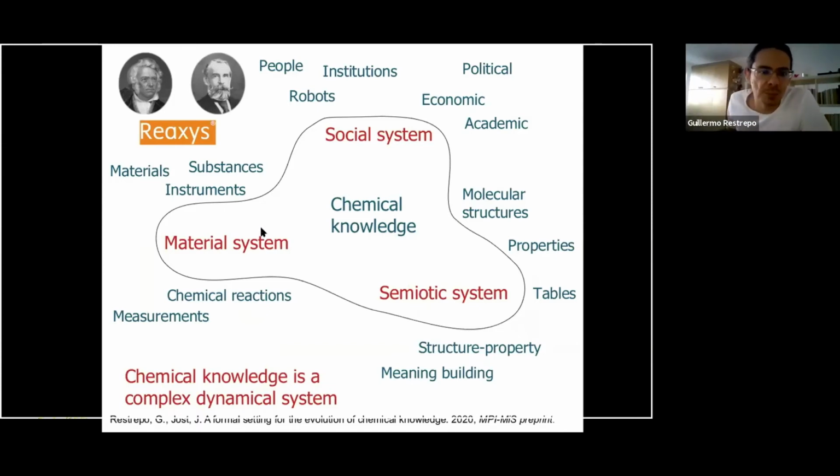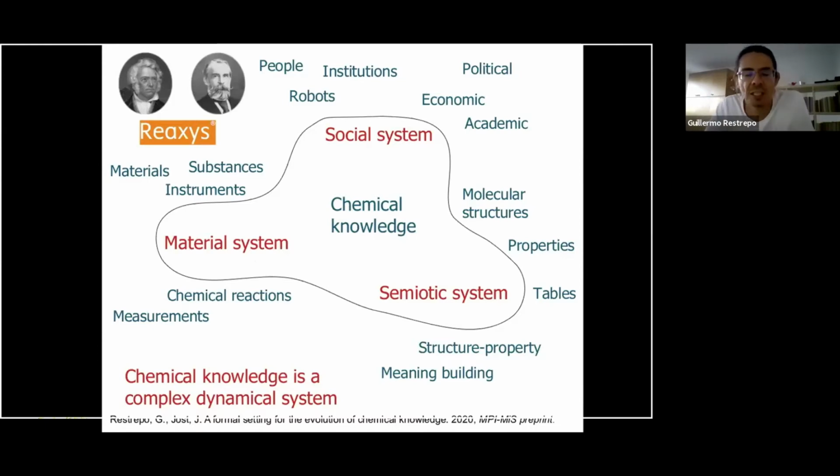Here we have, for example, some instances of the material systems, where we have materials, substances, and the instruments used to explore those substances and their properties. We have also chemical reactions and measurements. That's part of the material system. And now we have the social system. In the social system, we have people, institutions, robots, and political, economic and academic ties. Those institutions, people and robots have interactions, and those come from relationships such as political and economic connections.